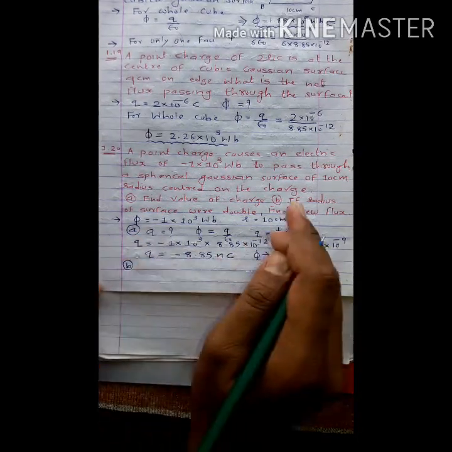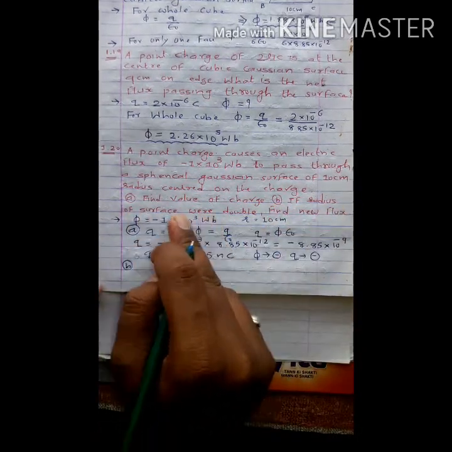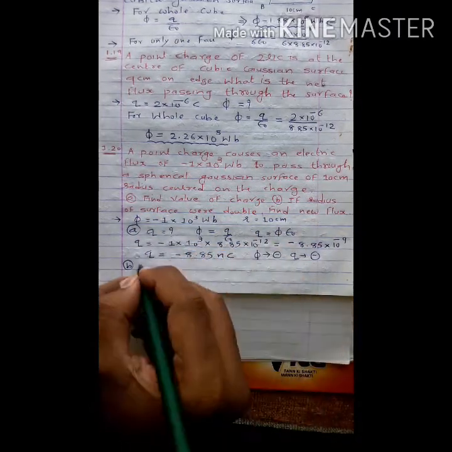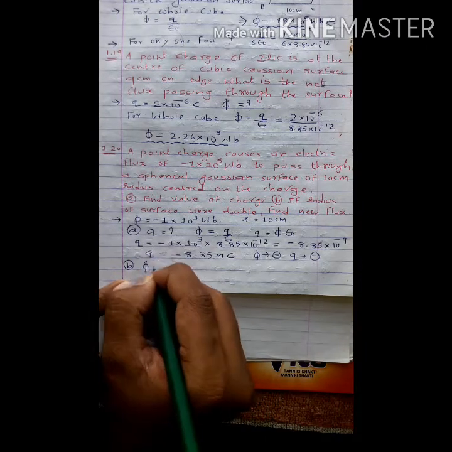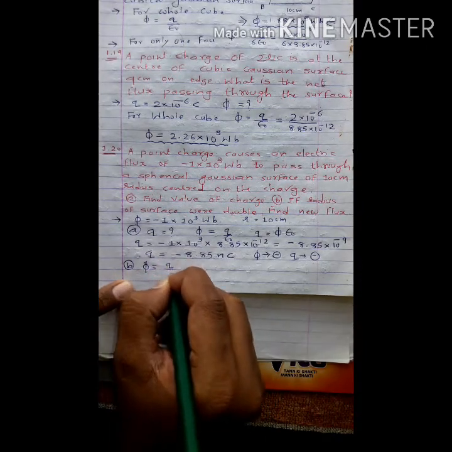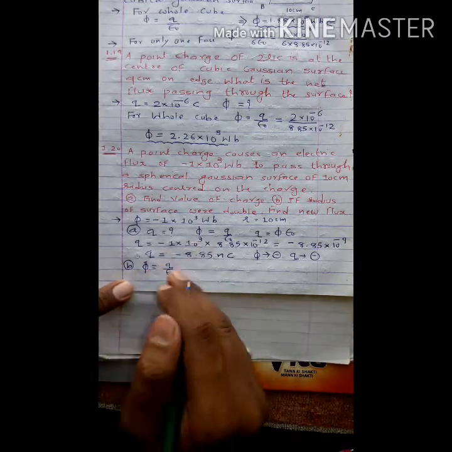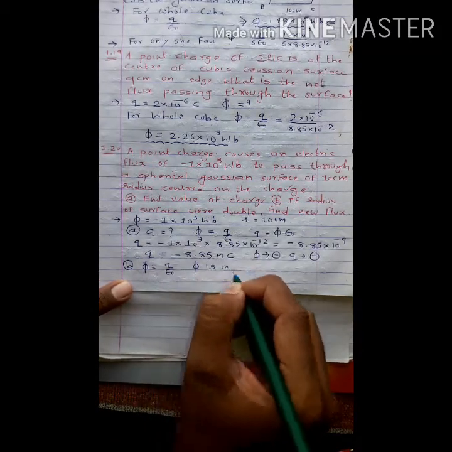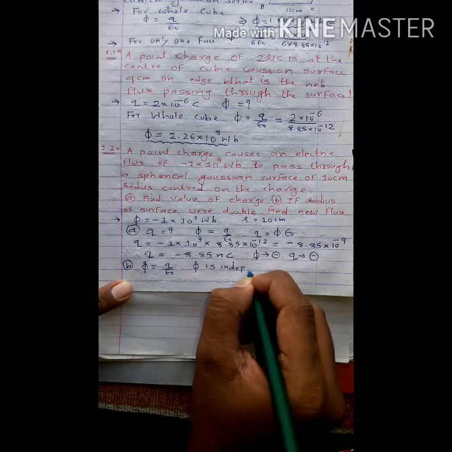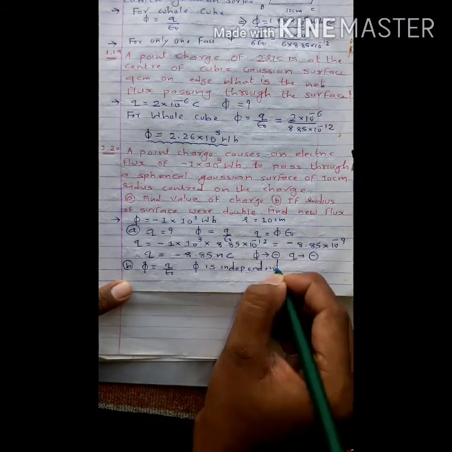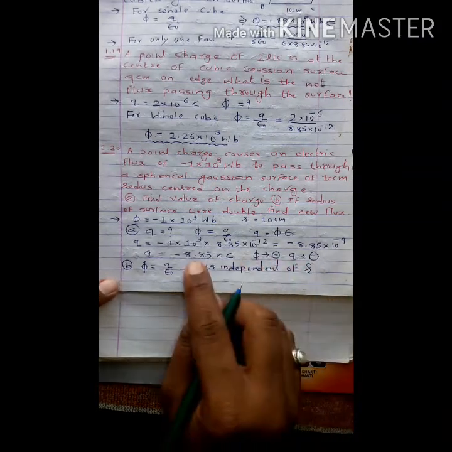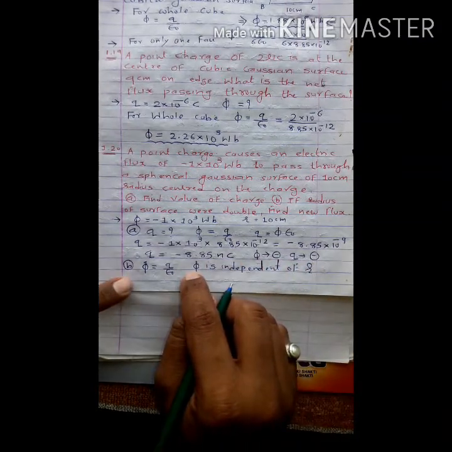Now the next question: if the radius of the surface were doubled, find the new flux. We have the equation of flux, phi is equal to Q upon epsilon 0. In this equation, phi is independent of radius. That means if the radius becomes double, the value of flux remains constant.